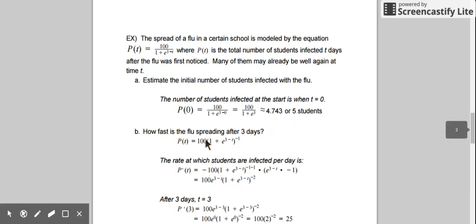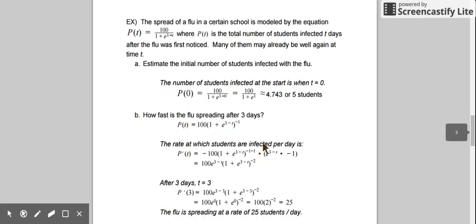If we want to find how fast the flu is spreading after 3 days, we're finding the rate of change, or how much the flu is spreading and how fast. That's a rate of change. So we want to find the derivative of this function. I would rewrite that function first, just bringing that denominator up using a negative exponent. And then we can find the derivative using the chain rule. So using our chain rule, we're going to take that -1 down to the front, multiply it by 100, subtract 1 from that exponent, keep the inside function the same, and then multiply by the derivative of the inside function.